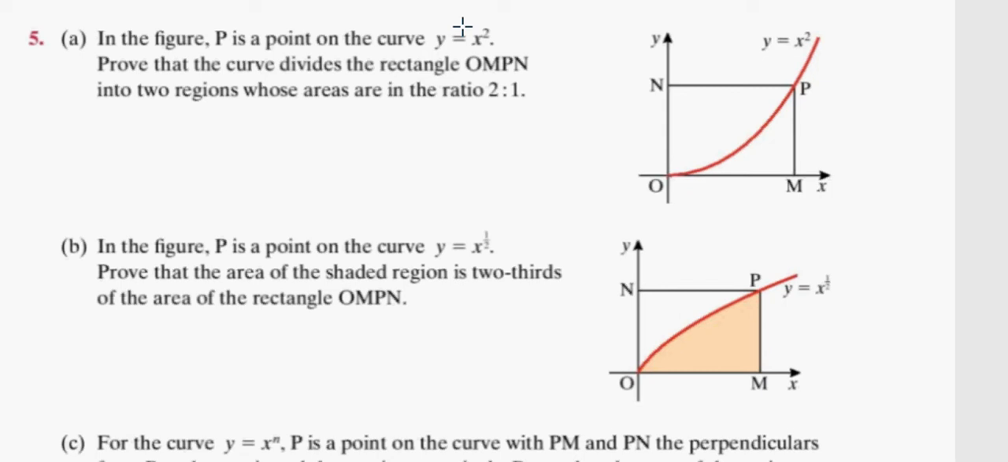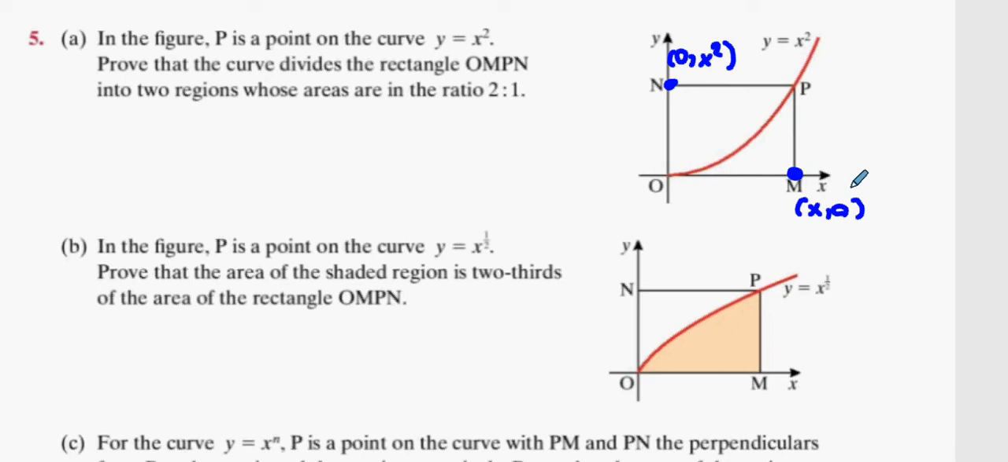So can this point be the point x0? Is that okay with you guys? And this is the point what? It'd be x0, x squared, wouldn't it? Because y equals x squared, so that's x0, x squared. Okay?